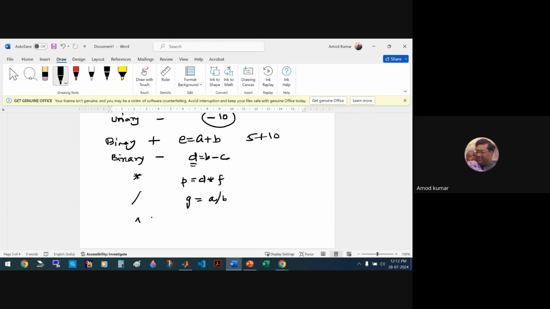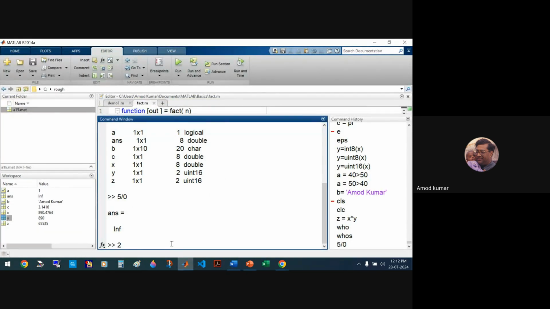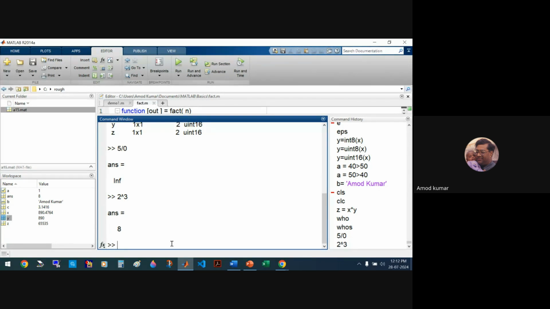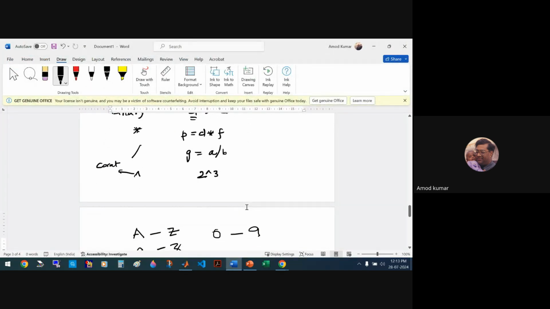Then raised to the power. Caret. This symbol is known as caret. It is on your keyboard. Caret means, suppose 2 raised to power 3. For example, I'll show you here: 2 and this caret. Caret is above 6, no? The numeral digit 6 on the keyboard. So 2 raised to the power 3 is 8. So therefore, the answer is 8. So this caret means raised to power.